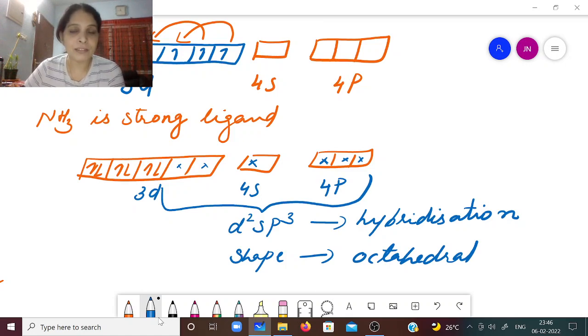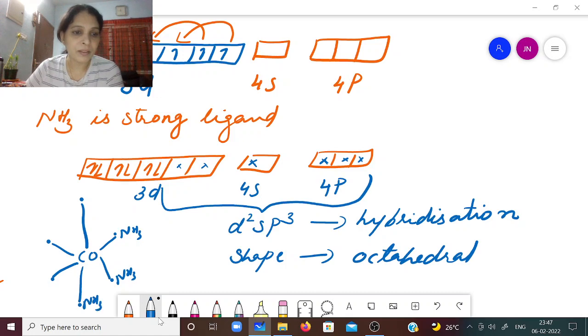That means if 6 ligands are around cobalt, cobalt will be in the center and 6 ammonia will be in the corners of a square and one on the top, one on the bottom. So that the shape will be like this. These are bonds and these dots are all ammonia. So 6 ammonias are arranged around cobalt in the shape of an octahedral.